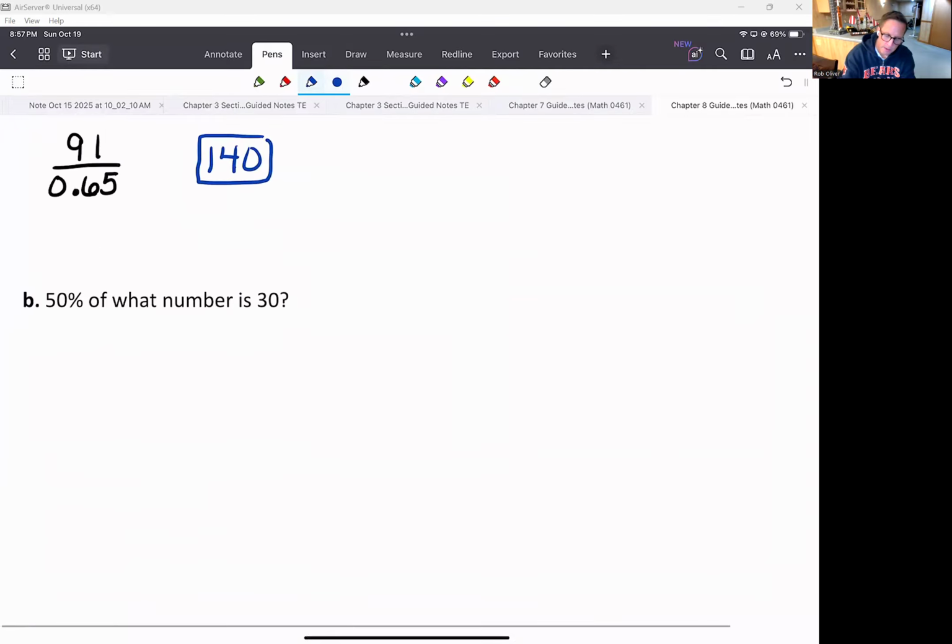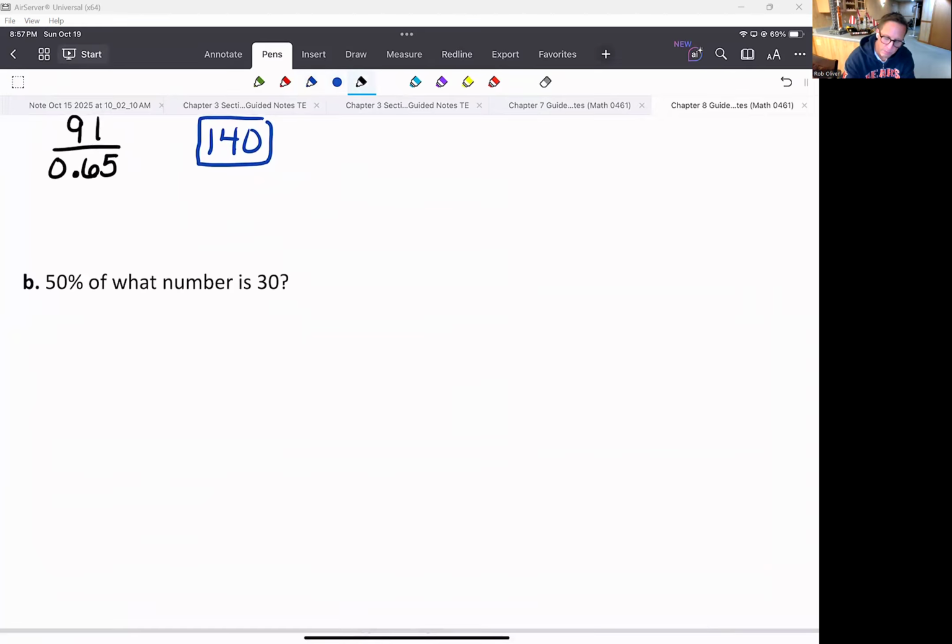All right, for this one, the part is 30. And we're going to divide that by 50%. Remember, always convert it to a decimal. So we're going to do 30 divided by 0.5, which is 60.